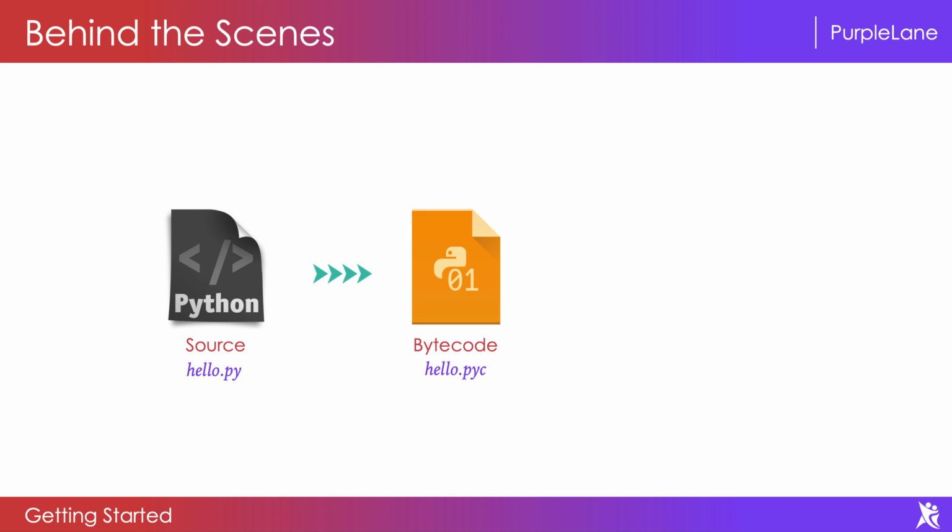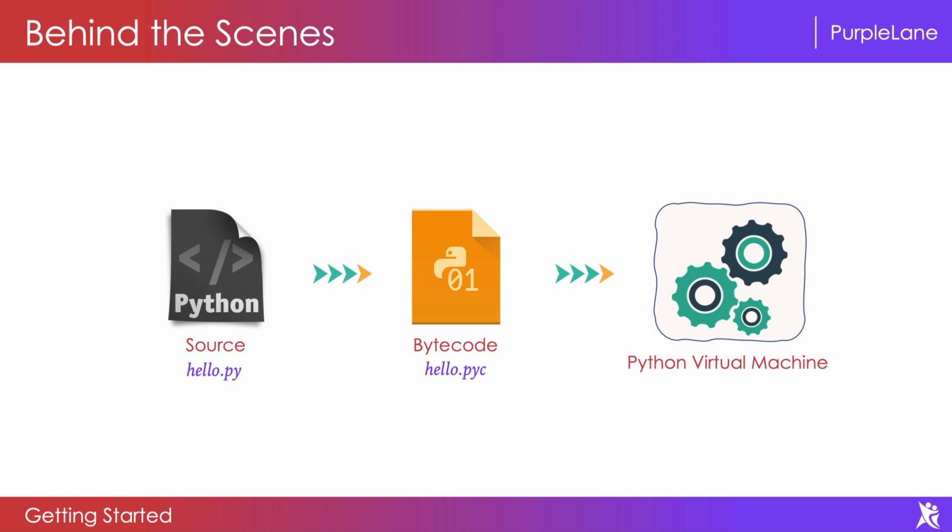Now, this bytecode will be executed by the Python virtual machine. The virtual machine is just a big loop that iterates through your bytecode instructions one by one to carry out their operations. This virtual machine is an integral part of the Python system. This is a component which actually runs your Python programs. And this is the last step of Python interpreter.